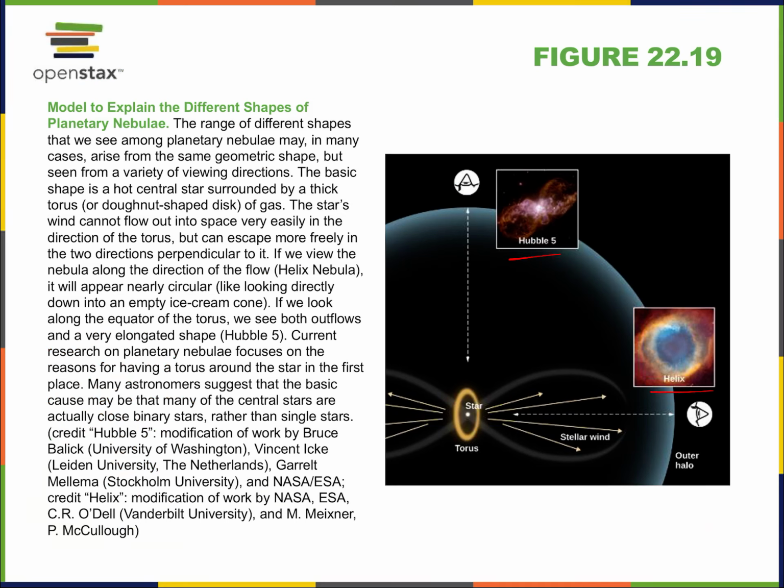Here, see some more pictures of them, right? And they're different depending on the perspective. If you look head on, they look like this. If you look from the side, we can clearly see the lobes. The lobes are formed by the magnetic field of the star.